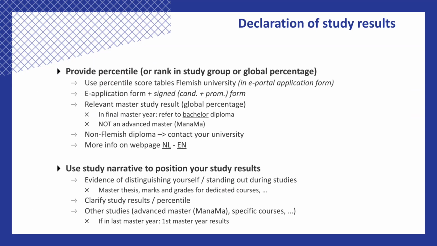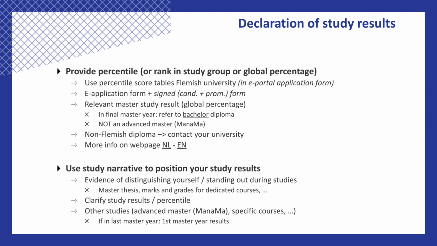Provide us with the percentile or rank of your study results. Use the percentile score tables of the Flemish University in the e-portal application form. A so-called percentile form must be signed by the candidate as well as by the promoter and uploaded. For the relevant master, give us the study results as a global percentage. If you haven't obtained your master's degree yet, refer to your bachelor diploma. Advanced masters are not considered.